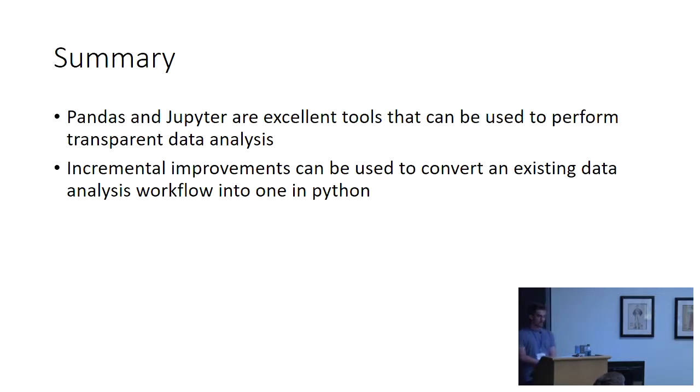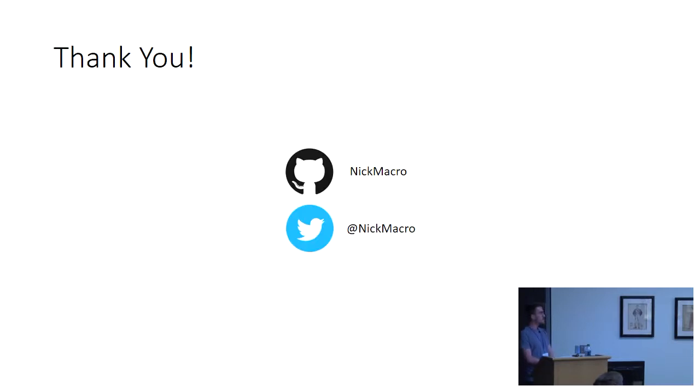So in summary, Pandas and Jupyter are excellent tools that can be used to perform transparent data analysis. So hopefully you saw or are convinced that you can have inextricably linked code to output. So you're not having to fish around and think about, oh, I have 10 different versions of this analysis. I have all the outputs. What code generated that? And you can also use incremental improvements to improve your data analysis. You don't need to do it in one fell swoop.